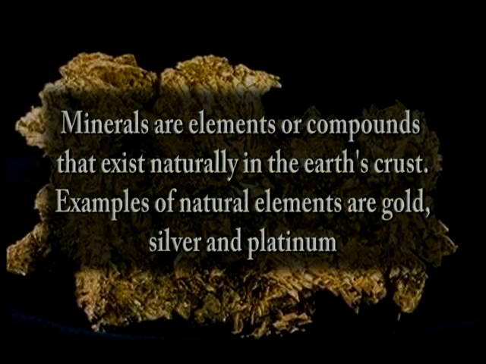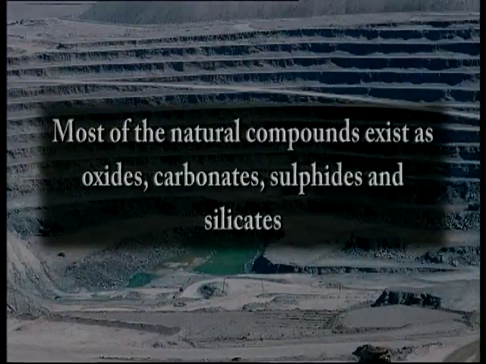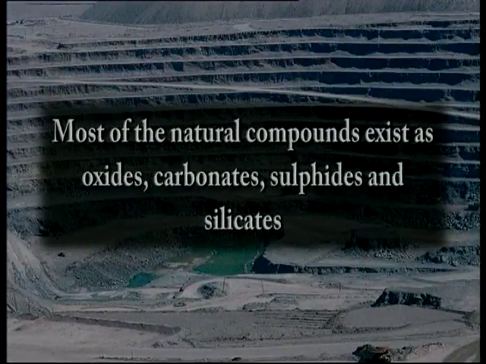Now everyone, let's recap what we have learned today. Number 1. Minerals are elements or compounds that exist naturally in the Earth's crust. Examples of natural elements are gold, silver, and platinum. They exist as elements because they are inactive and cannot combine with other elements. Number 2. Most of the natural compounds exist as oxides, carbonates, sulfides, and silicates.